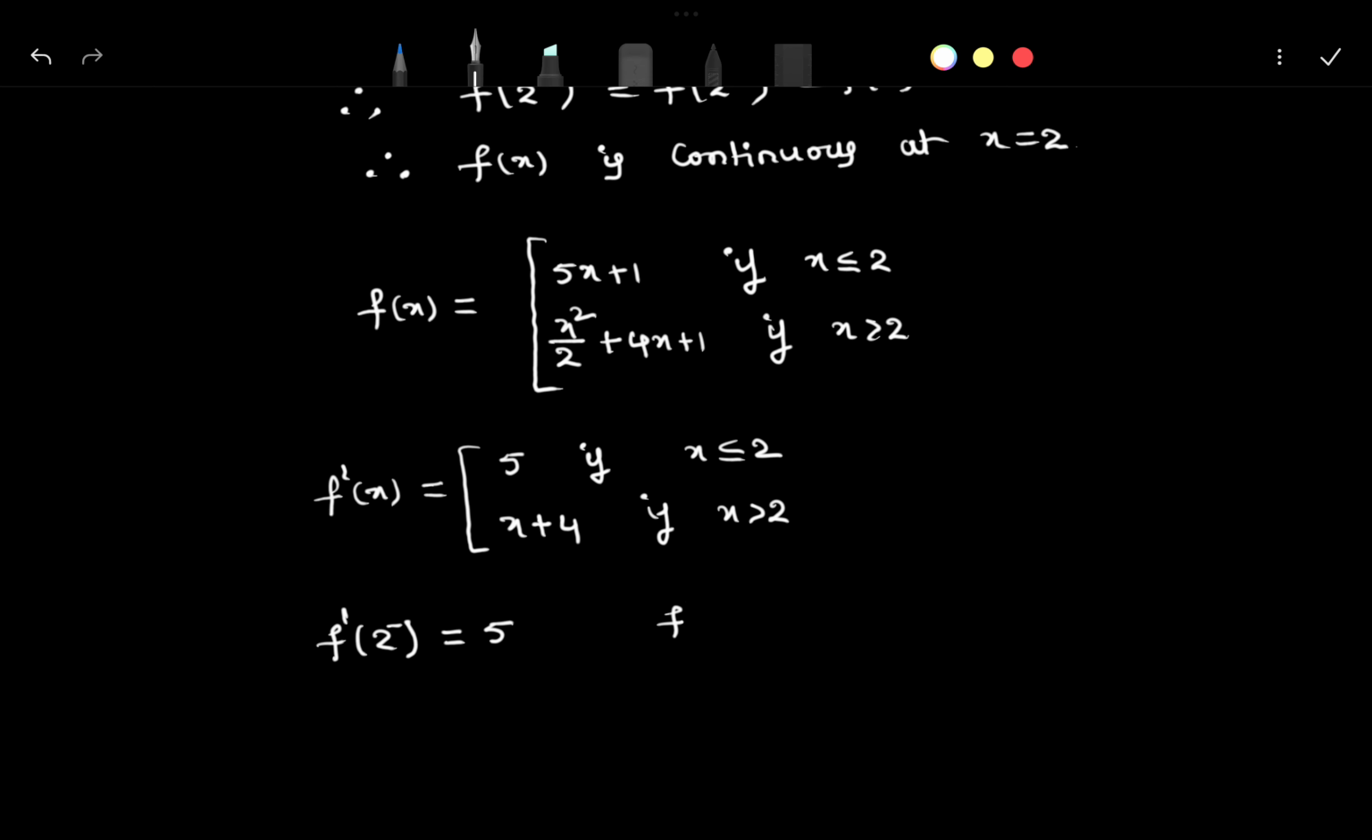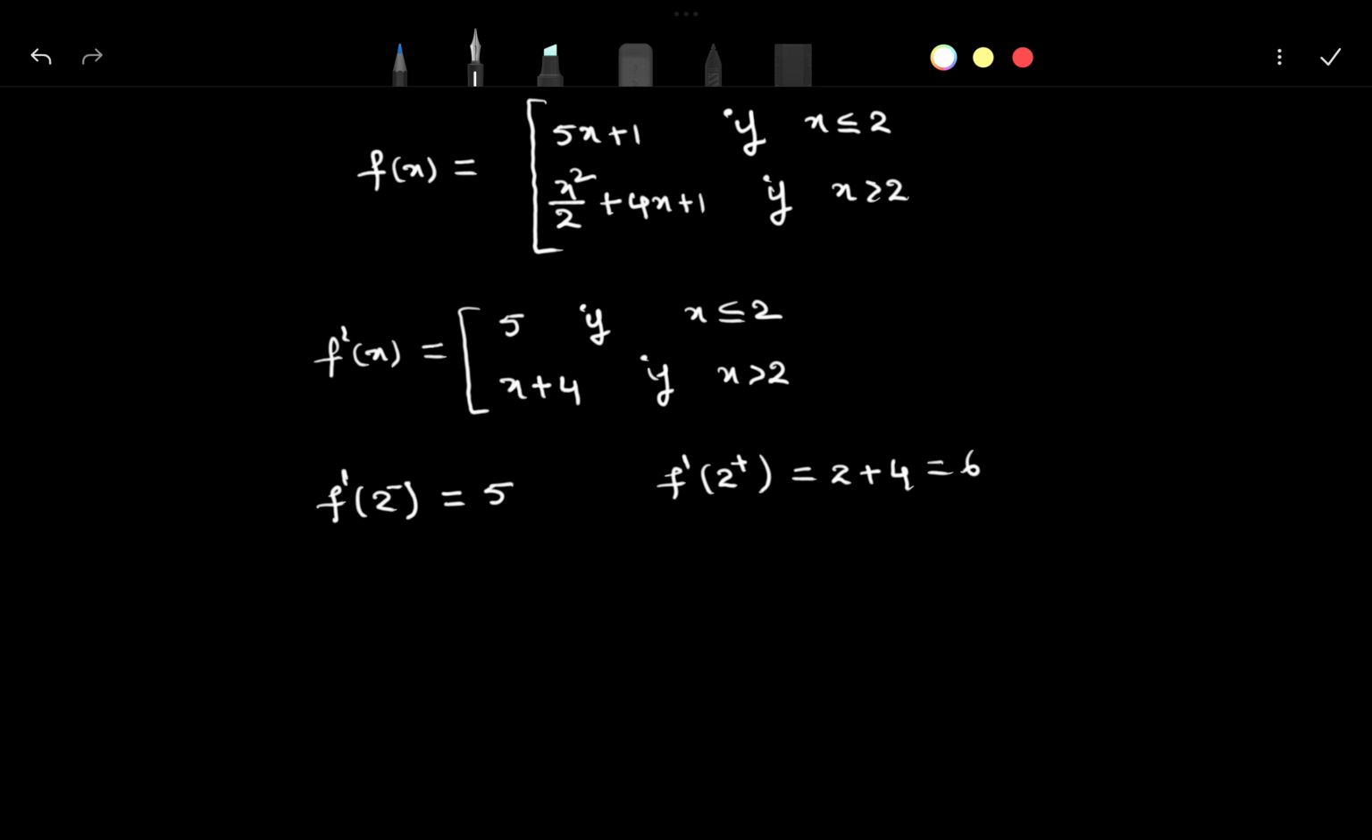And next, f dash of 2 plus is equal to, this value will be, so what is f of x, f dash of x value when x is greater than 2? x plus 4. So this one will be 2 plus 4, that is equal to 6. So here, f dash of 2 minus means the left hand derivative at x equals 2, not equal to f dash of 2 plus. f dash of 2 plus means the right hand derivative at x equals 2.